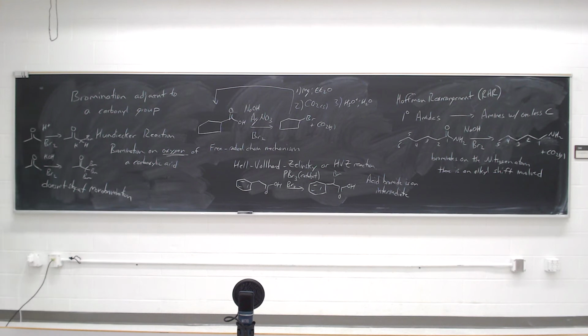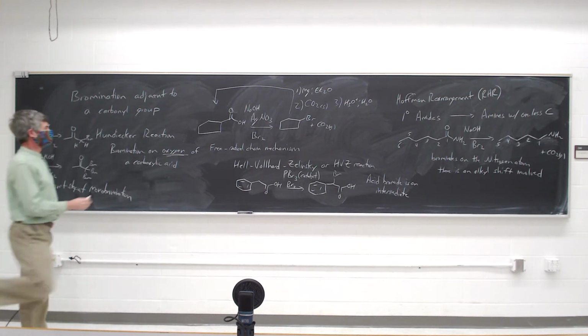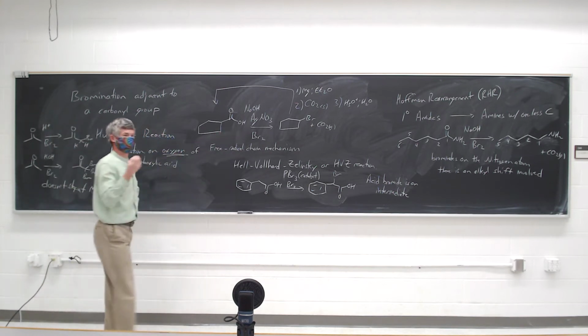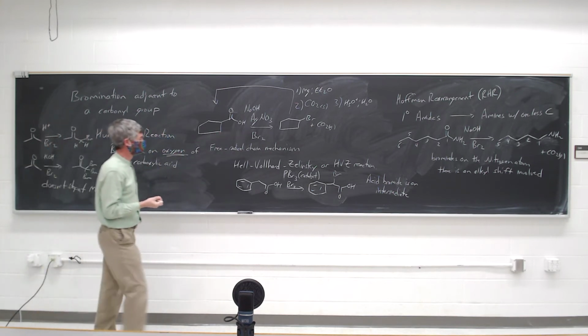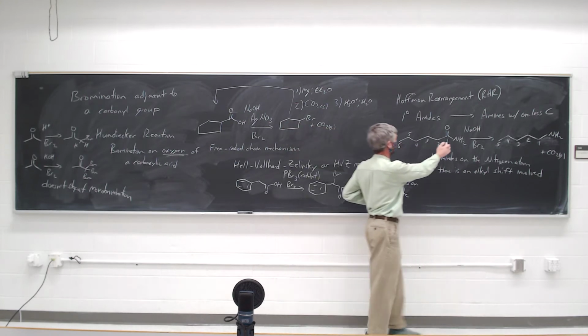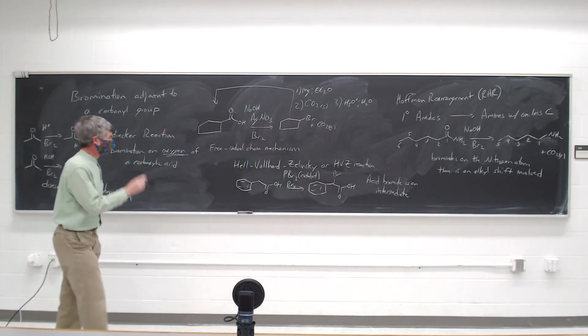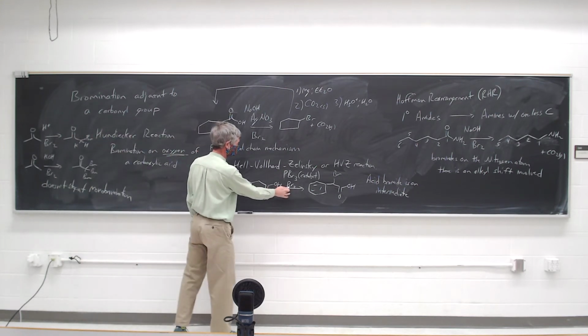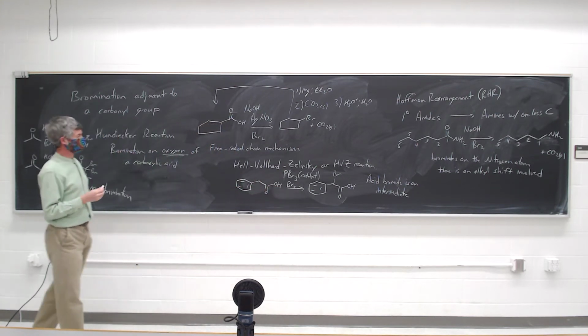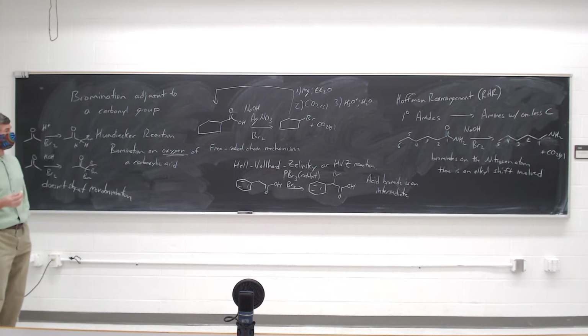So these are all the new reactions that we're going to talk about today. The Hunsdiecker reaction, which is bromination on oxygen, followed by a free radical chain mechanism to decompose that. The Hoffman rearrangement, which is bromination on nitrogen, followed by an alkyl shift and a rearrangement. And then the Hell-Vollhard-Zelinsky reaction, which ends up being bromination on carbon adjacent to the carboxylic acid.